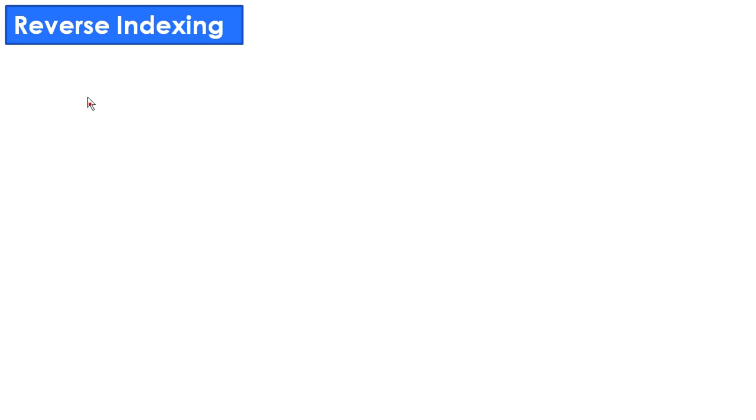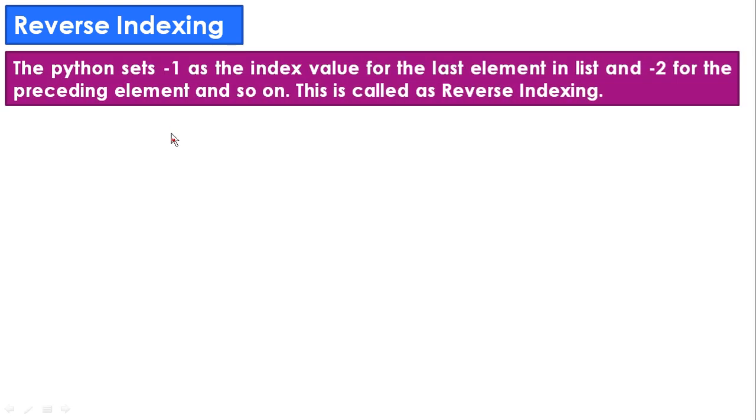Next, reverse indexing. We can access all the elements of the list by using the negative index, that is called reverse index. Python sets -1 as the index value for the last element in the list and -2 for the preceding element and so on. This is called reverse indexing.